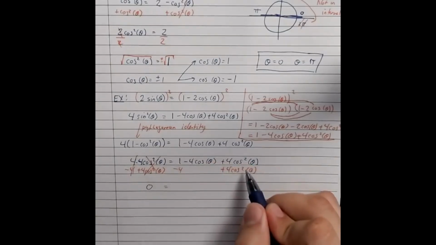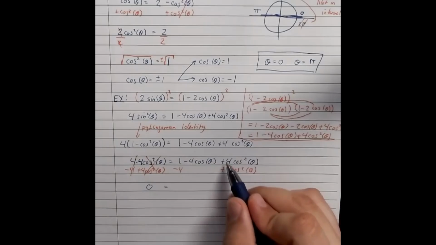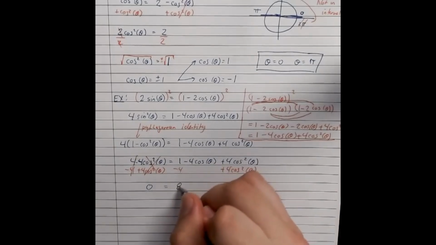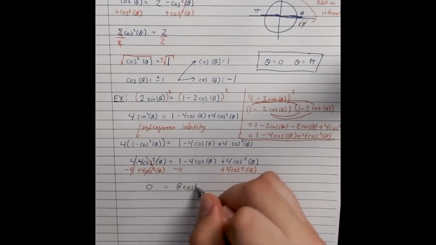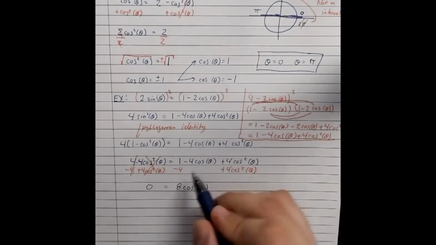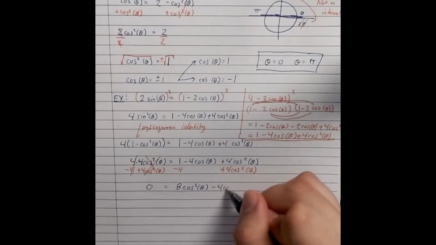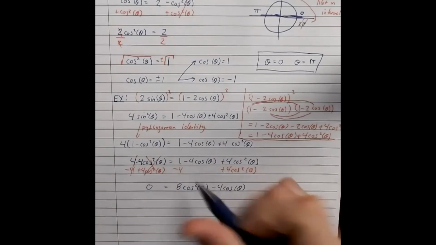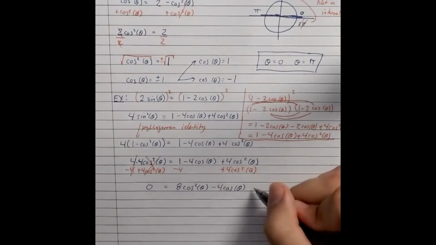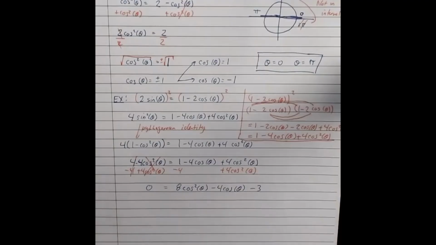And so now we're left with 0 here. Here I'm going to write this in descending order. Biggest power first. 4 plus 4 will give me 8 cosine squared of theta. That one doesn't have anything to combine with, so I'll leave that as minus 4 cosine of theta. And then 1 minus 4, that'll give me a negative 3.